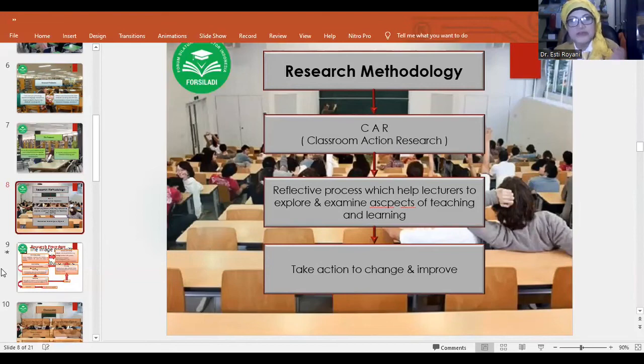To change and improve it with our strategy. Especially this moment, I use a functional language example. Okay, next.